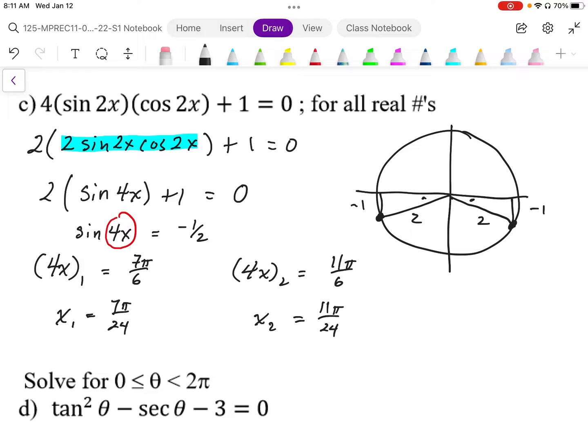Now that represents 1 period worth of solutions. But because of this 4, that's a horizontal compression of 4, the period of this function ends up being 2 pi over 4. So my period is pi over 2. So then to get the repetitions of this, I'm going to go plus n pi over 2. Okay, so this is for all real numbers, so I need to get all the repetitions, and the period allows me to get the repetitions.